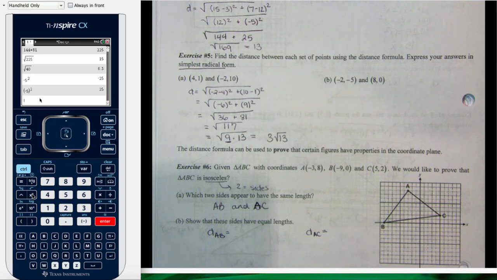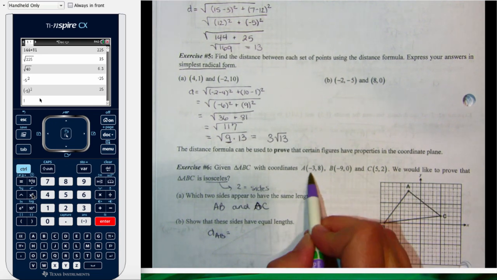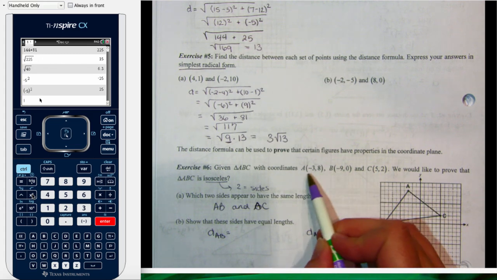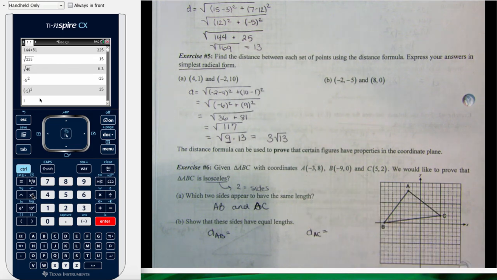You have your points up above. A and B are the points you're going to use to find the distance from A to B. And then A and C are the points that you're going to use to find the distance of AC. All right, and hopefully those turn out to be the same length.